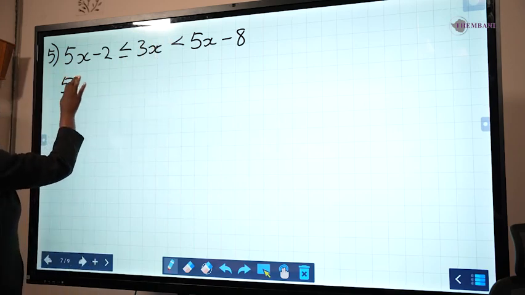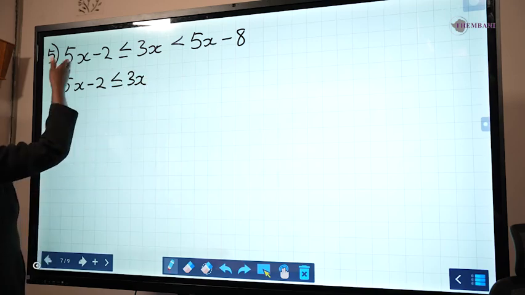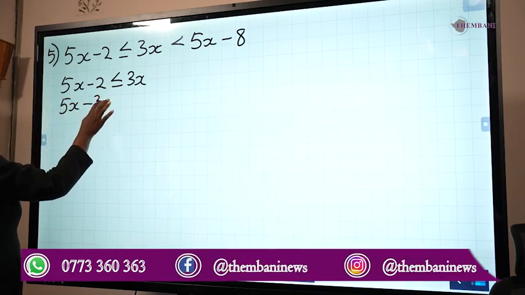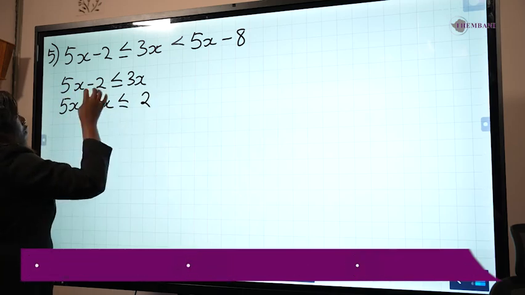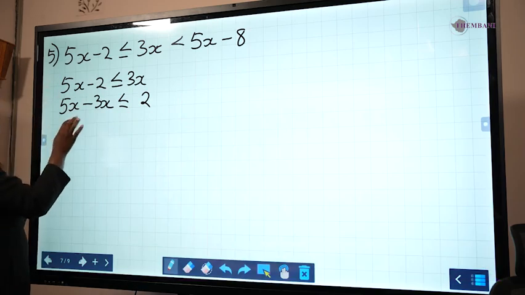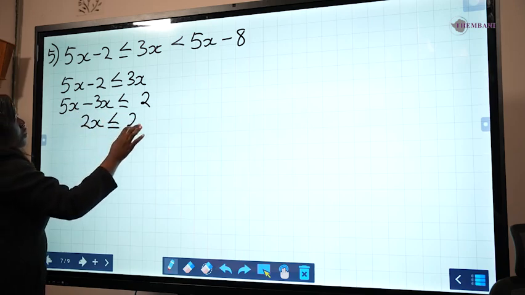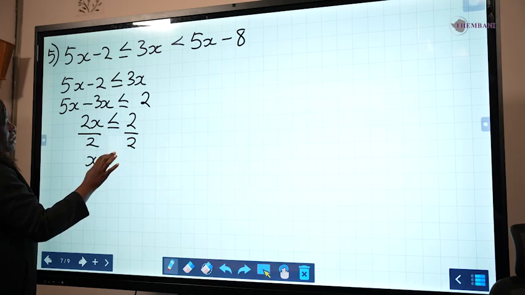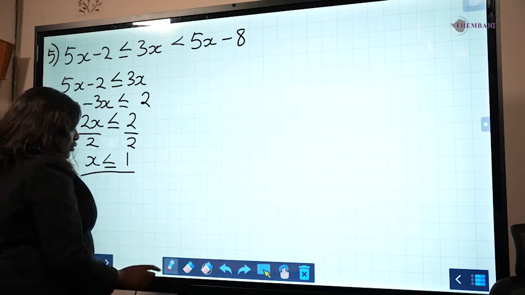So we have 5x minus 2 less than or equal to 3x. Grouping like and unlike terms, we move this 3x this side, it becomes a -3x. So we have 5x minus 3x less than or equal to, moving that to that side, it becomes a +2 because it has moved from that side to that side. So 5x minus 3x gives us 2x less than or equal to 2. For us to solve for x, we divide both sides by 2. So we get x less than or equal to 1. This is our first solution. Then let's move on to the other part.